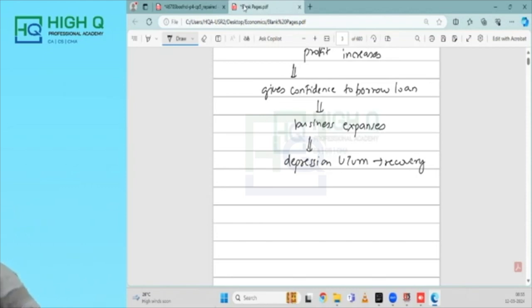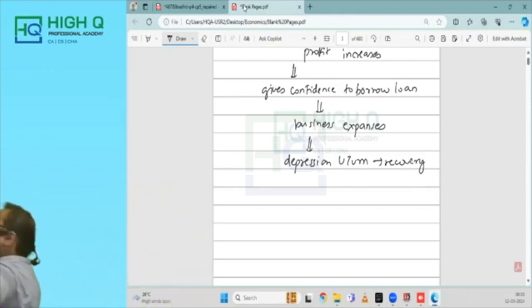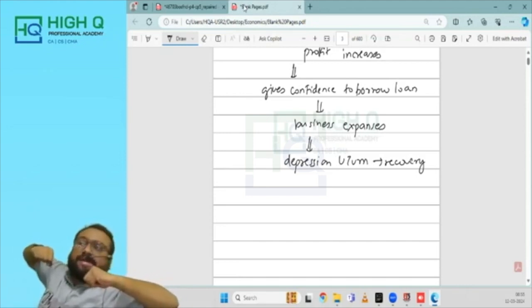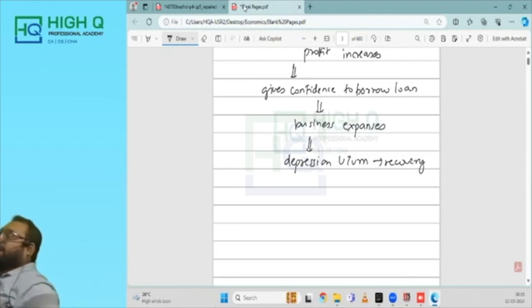People's demand will rise. Prices will rise. Production will increase. Profit is good. I have the capacity and confidence to take loans. Loans are available at a lower rate. I'll start expanding. I'll bring new technology, more production, more employment, and the recovery will start. Say yes or no. Understood?